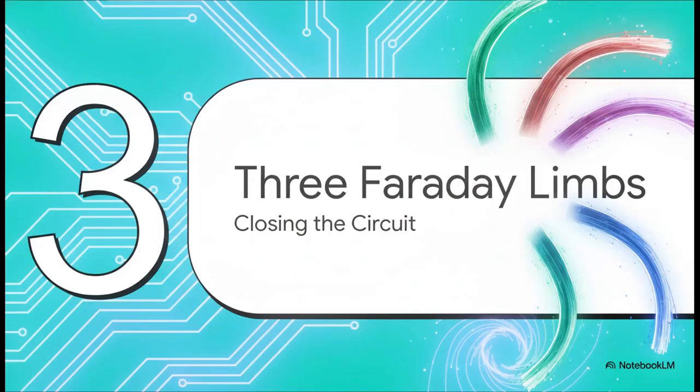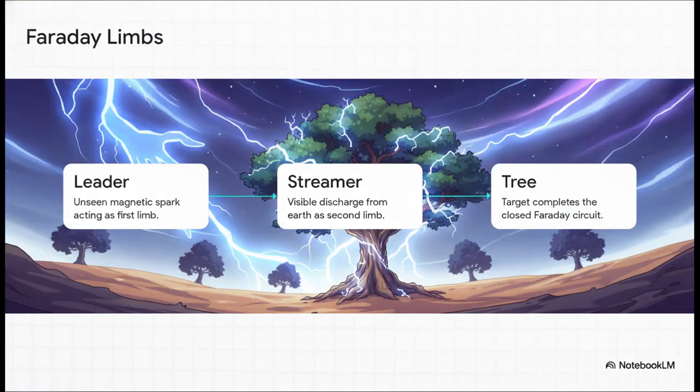Which brings us to part three, the three Faraday limbs. Rihan suggests this whole self-organizing process relies on Faraday's laws of induction, breaking down into three specific steps. Step 1 is a leader, an unseen magnetic spark reaching down from the sky. Step 2 is a streamer, a visible discharge reaching up from the earth. And step 3? Well, the tree itself acts as the exact geometric key, or what he calls the third Faraday limb, required to close the circuit. The neighboring trees were spared simply because they didn't fit the lock.